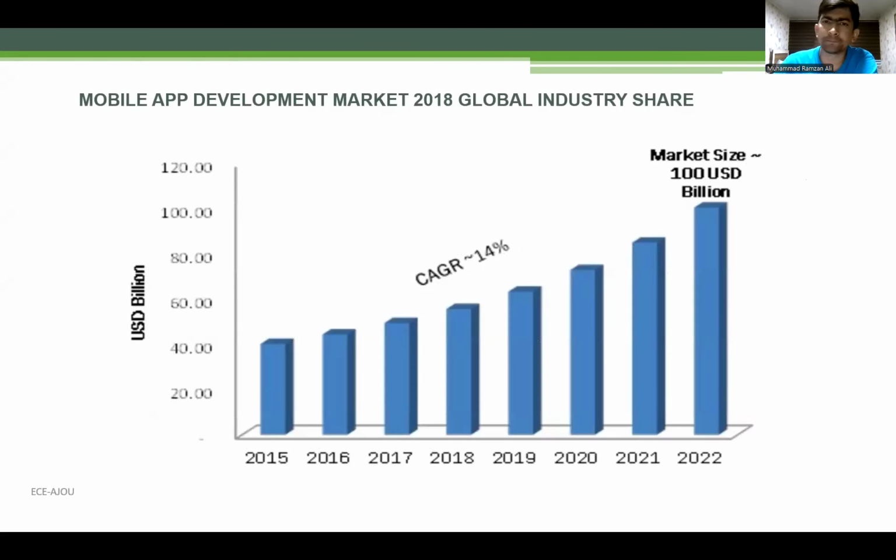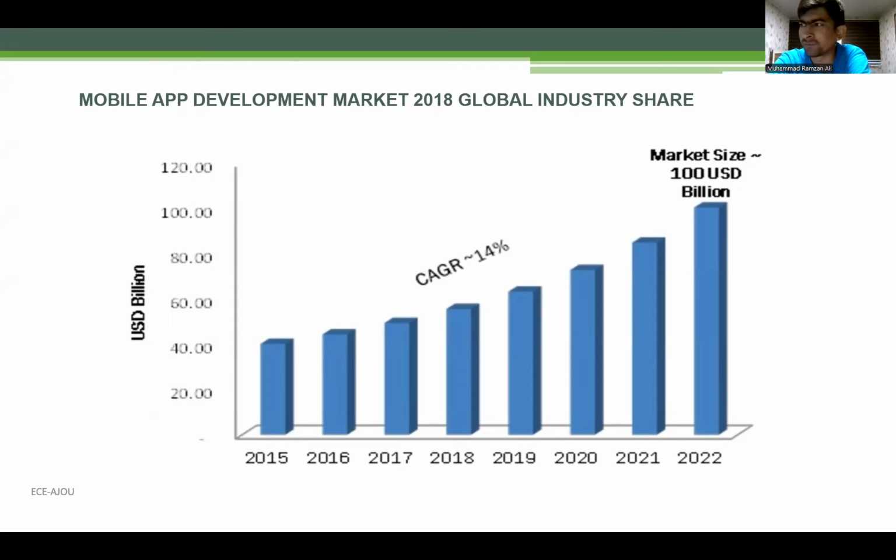So let's start with this slide, because first of all you need to know some research information about the mobile app development market. This is the stat till 2018. In this picture, if you look, there is a graph. The graph represents the global mobile app development market size from 2015 to 2022. The market size is measured in USD billion, and it's predicted to reach 100 USD billion by 2022. This is research till 2022.